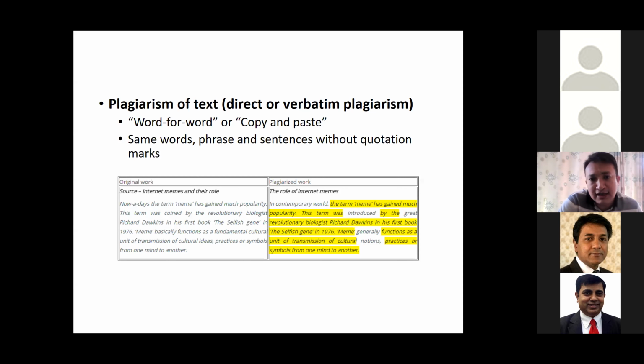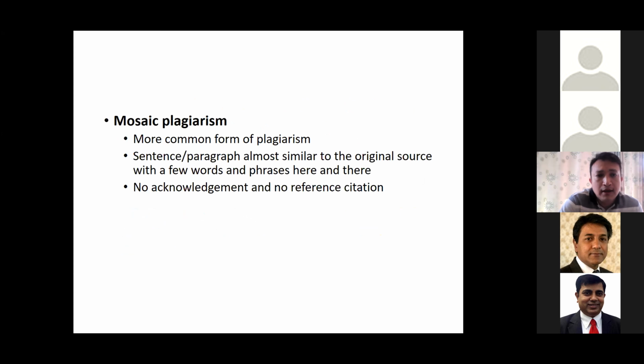As you can see in the example, in the yellow highlighted parts everything is the same, and the remaining 3 or 4 words have been changed. So this is plagiarism of text, or direct plagiarism. Another form is mosaic plagiarism, and here you do not copy everything, but most of the things you have kept similar, but you have not given the reference or citation or acknowledgement of where you have copied from.